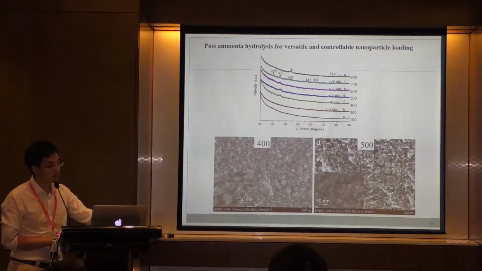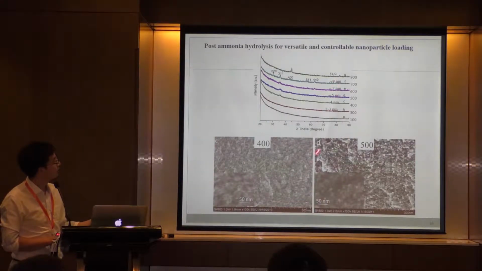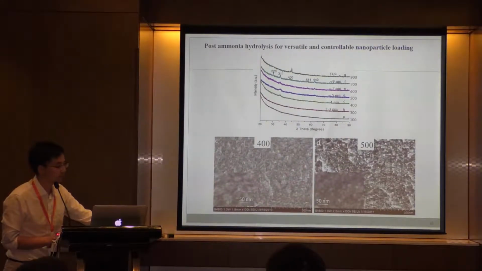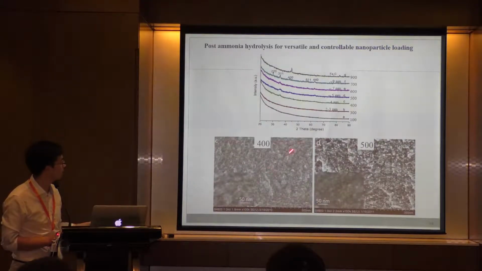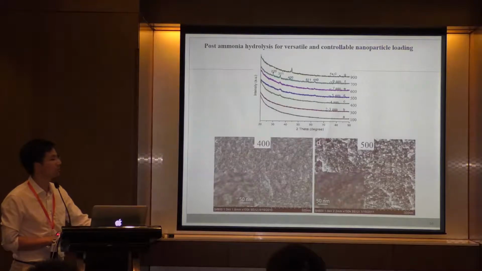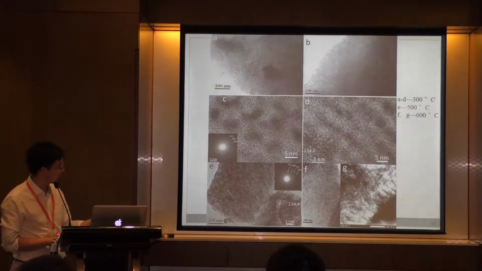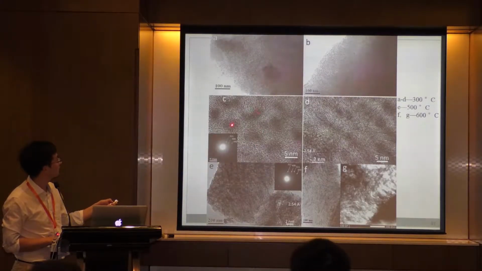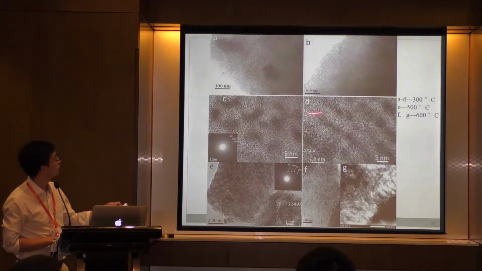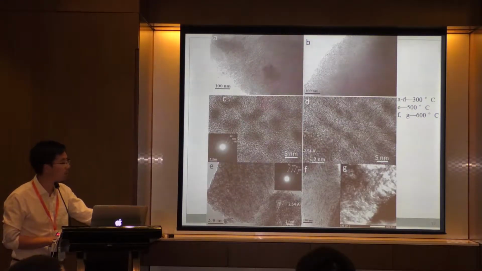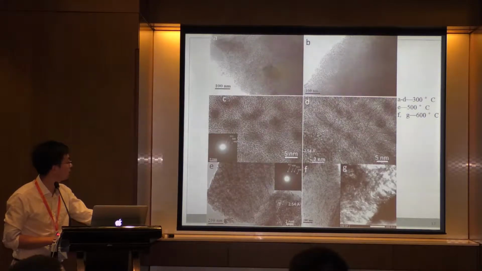So here are some results. The loading amount is about 40%. In this case, 40% is a very high amount, and we can see that, maybe not very clearly, that with different calcination temperatures, we can get different sizes of iron oxide nanoparticles. From this TEM image, we can see that the black dots are uniformly dispersed in the whole mesoporous support, right? And I will not talk about the applications because of time limits.